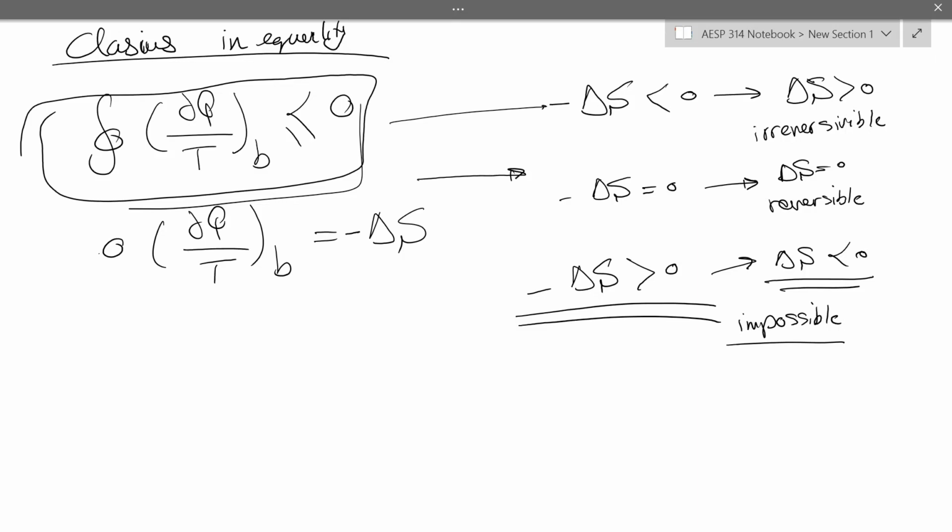But the question is, based on the second law, we cannot convert all of the heat to work, right? Well, what is the maximum that we can achieve?